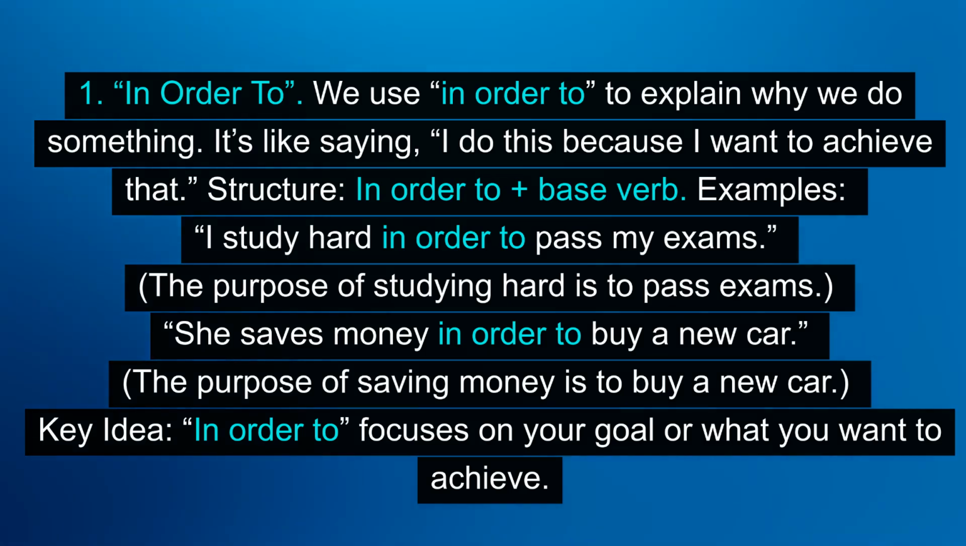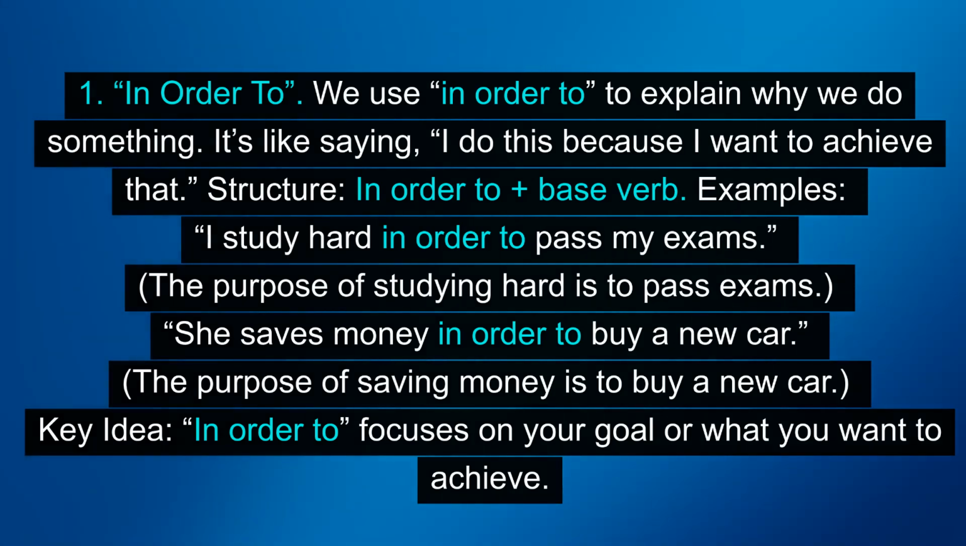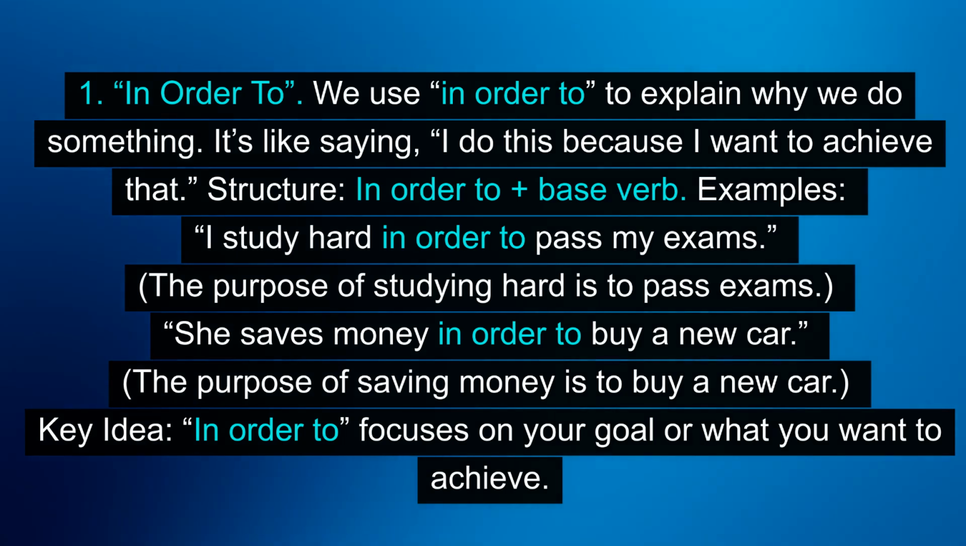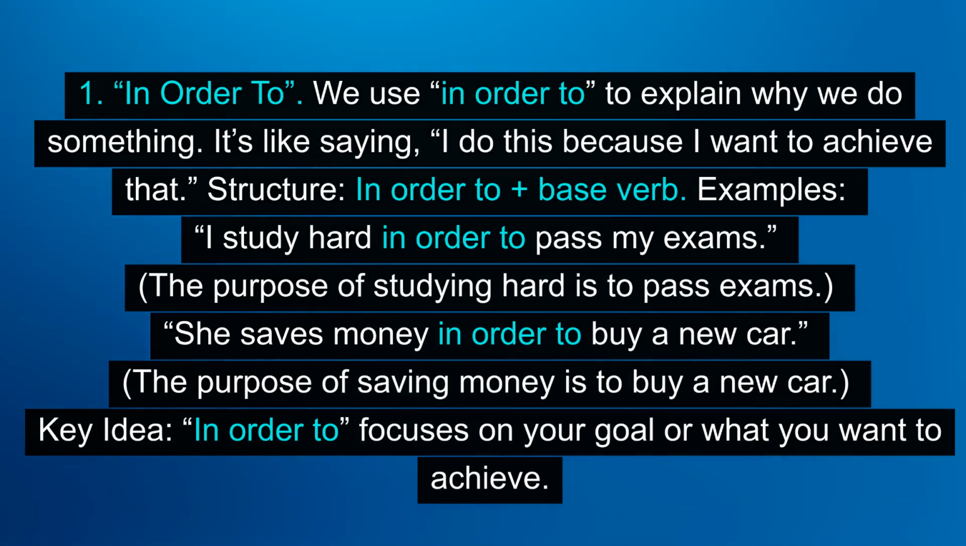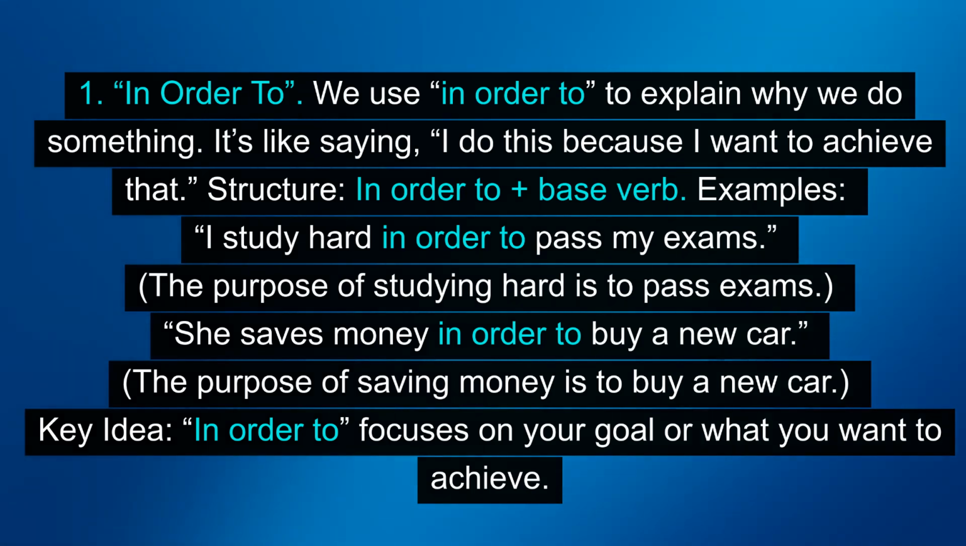1. In order to. We use in order to explain why we do something. It's like saying, I do this because I want to achieve that. Structure: in order to plus base verb. Examples. I study hard in order to pass my exams. The purpose of studying hard is to pass exams. She saves money in order to buy a new car. The purpose of saving money is to buy a new car. Key idea: in order to focuses on your goal or what you want to achieve.